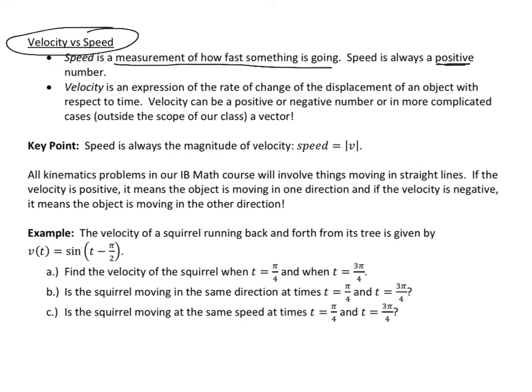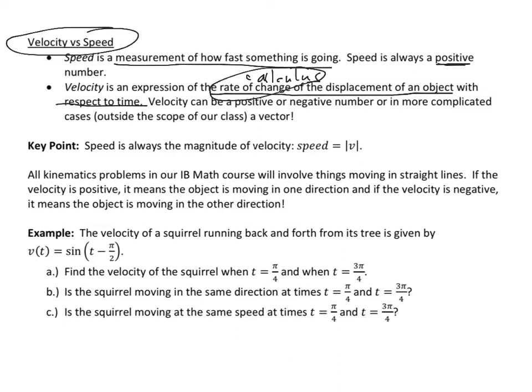Now, velocity, on the other hand, can be way more complicated than I'm going to make it, because we only need a basic understanding of this here. Velocity is an expression of the rate of change of the displacement of an object with respect to time. You may have noticed that there are some real calculus terms in there, and this is not surprising. This isn't a calculus unit for a reason. Rate of change is a calculus thing, and I'm going to talk about that in just a second. So velocity is an expression for the rate of change of the displacement of an object with respect to time.